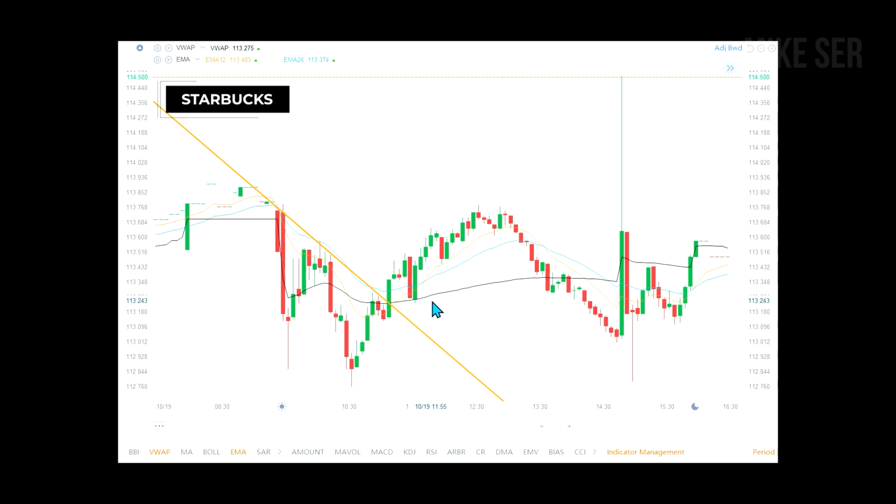And also another confirmation is the shorter term EMA, which is the 12 EMA, crossing above the blue line, which is the 26 EMA, right here. So you can see here the signal for this one is a little bit later, right here, to buy.